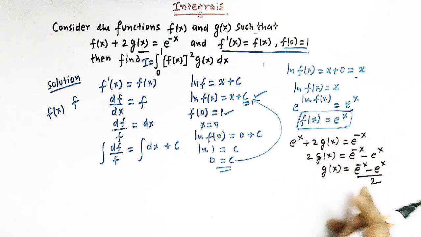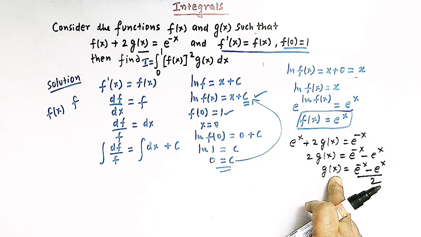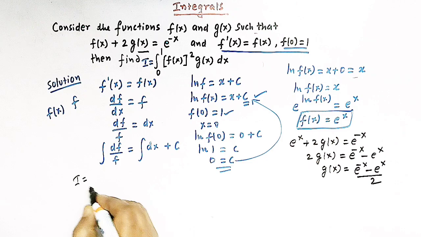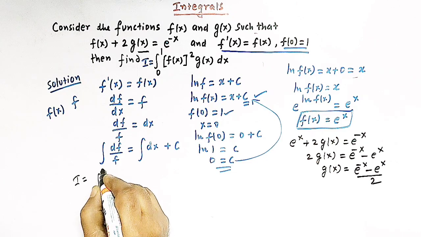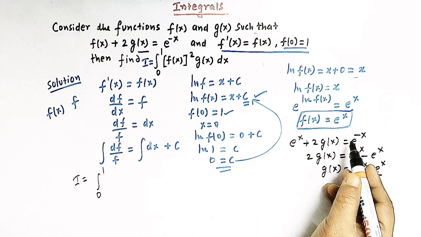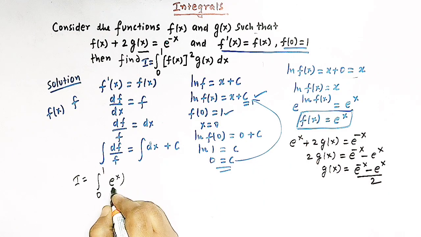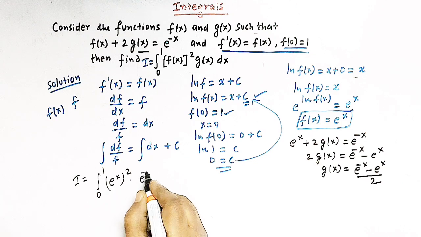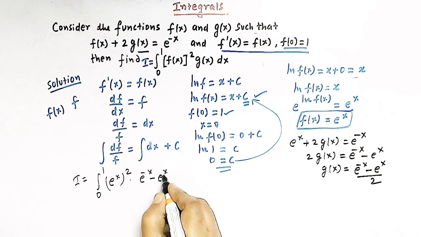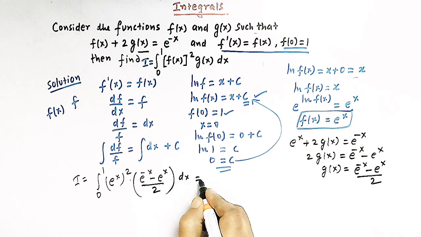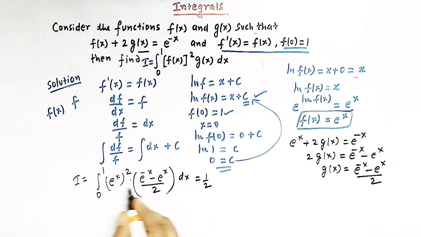So let us substitute these two functions in this integral. So now we can write I is equal to the integral from 0 to 1 of the square of f of x, that is (e raised to x) square, and for g of x we have (e raised to minus x minus e raised to x) over 2, and here we have dx. So let us simplify it. We can take half outside the integral.